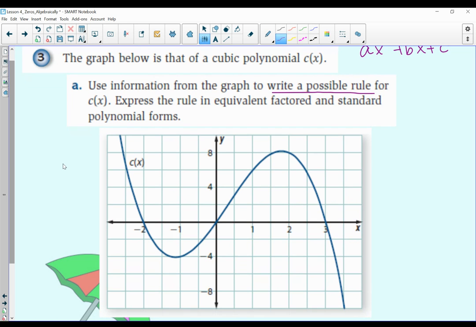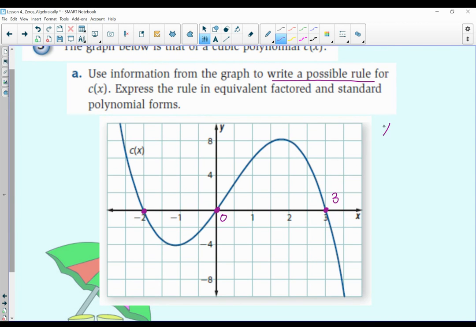Well, I'm going to start with the zeros, the x-intercepts. So I see my x-intercept at -2. I see another x-intercept at 0. And my third x-intercept at 3. So that tells me that I have an x at -2, an x at 0, and an x at 3.